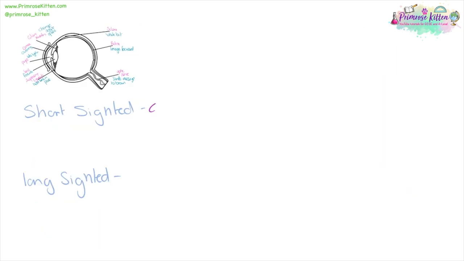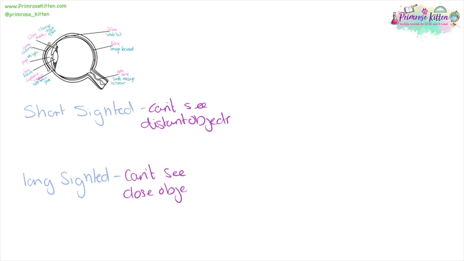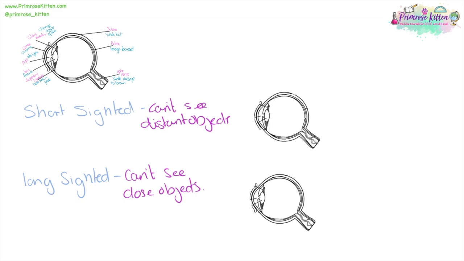If you are short-sighted, you can't see distant objects, and if you're long-sighted, you can't see close objects. In an eye that can see correctly, the lens will take the light and will focus the image on the retina. Whereas someone that is short-sighted, the image focuses before the retina, and someone that is long-sighted, the image focuses behind the retina. To correct short-sightedness, we need a diverging lens. And to correct long-sightedness, we need a converging lens.